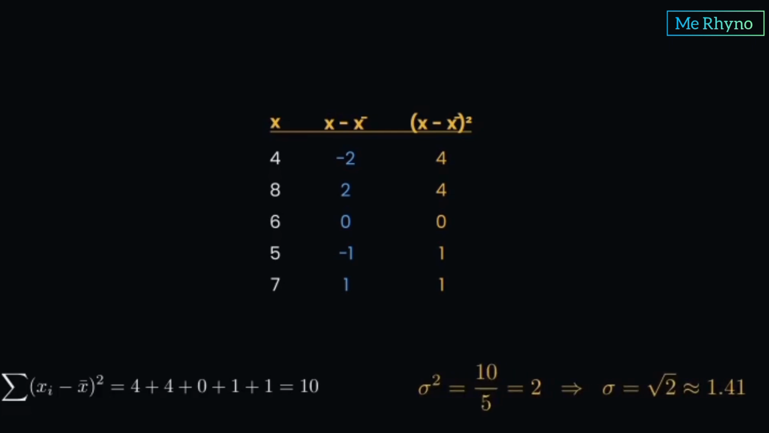To get the variance, we divide this value by 5 and we get the variance as 2. Then to get the standard deviation, it will be basically the square root of 2, and that gives us approximately 1.41.